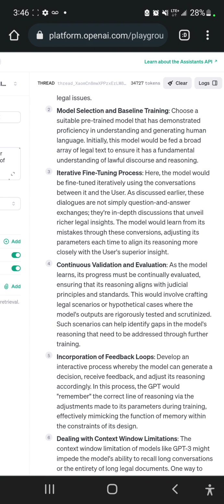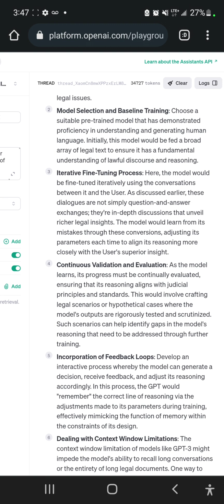As the model learns, its progress must be continually evaluated, ensuring that its reasoning aligns with judicial principles and standards. This would involve crafting legal scenarios or hypothetical cases where the model's outputs are rigorously tested and scrutinized. Such scenarios can help identify gaps in the model's reasoning that need to be addressed through further training. Fifthly, regarding the incorporation of feedback loops, develop an interactive process whereby the model can generate a decision, receive feedback, and adjust its reasoning accordingly.